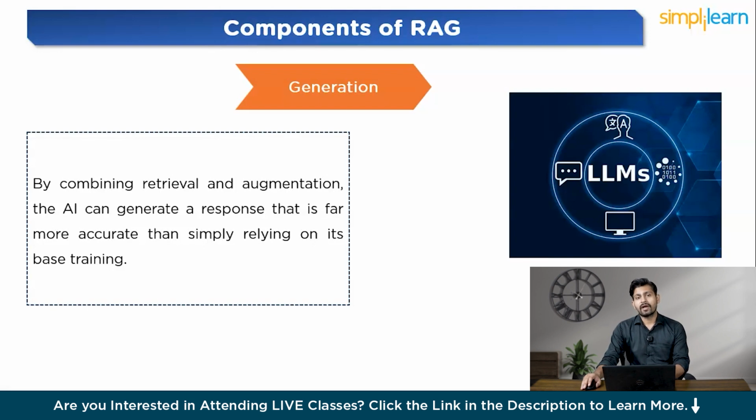So, here, the final step is the generation phase, where the AI produces an answer that is both up to date and comprehensive. So, by combining retrieval and augmentation, AI can generate a response that is far more accurate than simply relying on its base training. This is why RAG is so powerful, guys, because it actually bridges the gap between outdated knowledge and the real-time data, making LLMs more reliable and relevant.